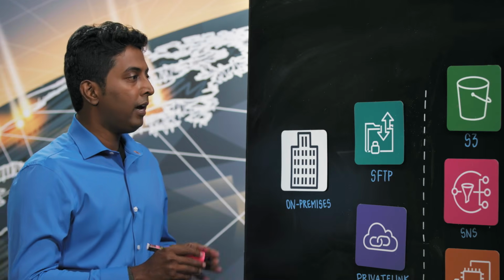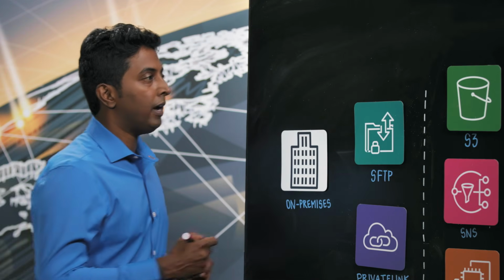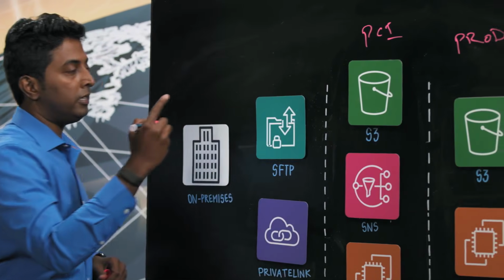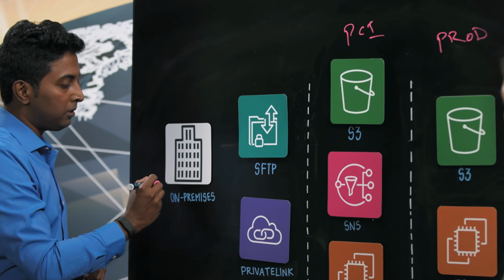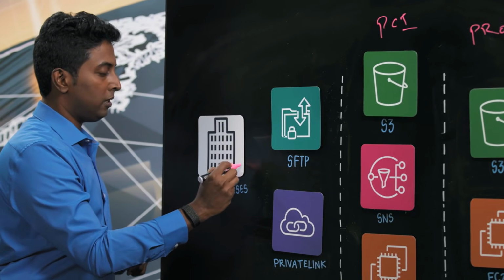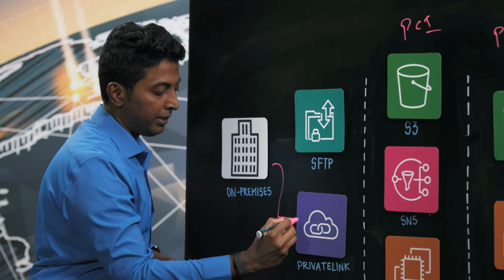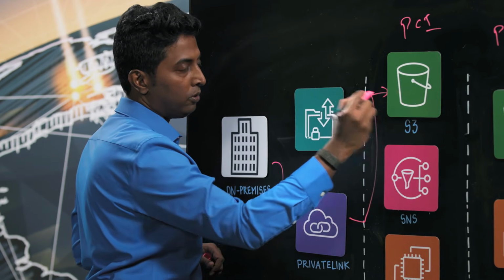Yeah, we have a multi-account and multi-VPC strategy in production. So we have a PCI account and a prod account. Our S3 landing bucket sits in the PCI account. There are various data sources on-premises. From the on-premises data sources, we have a data ingestion pipeline running on-prem, which uses the AWS PrivateLink, and then it ingests the data to the landing bucket.